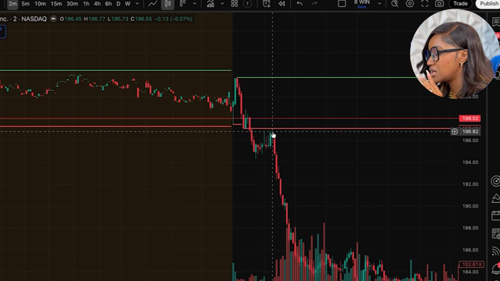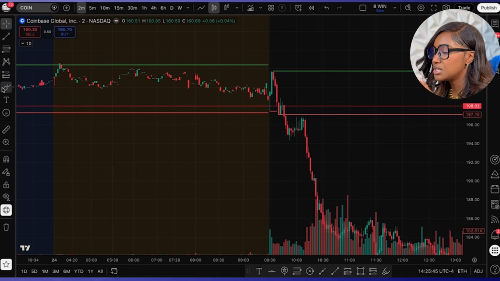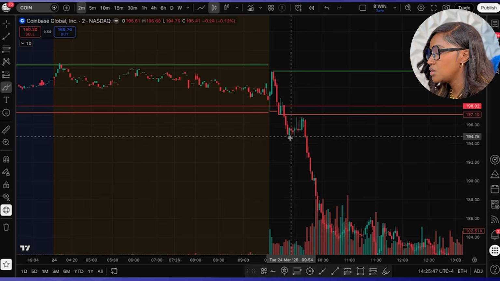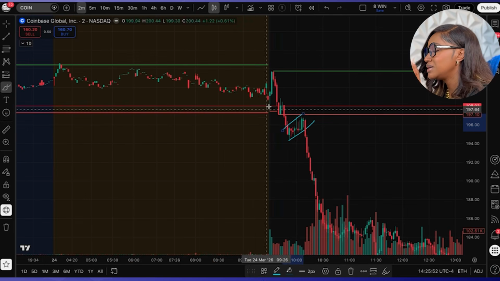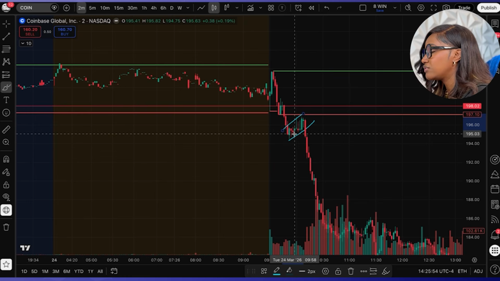But we saw this second retest here. And here's another confluence that we like to see. We saw a flag forming right here also. So not only did we get a break and retest, but we also got a flag that formed.